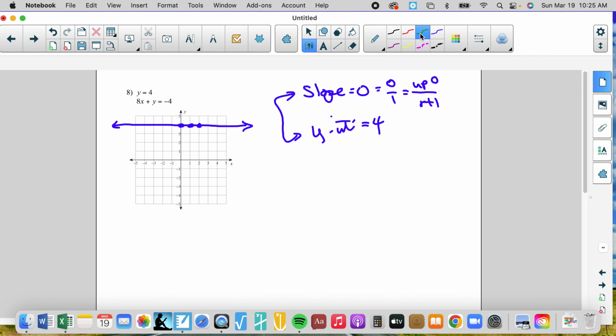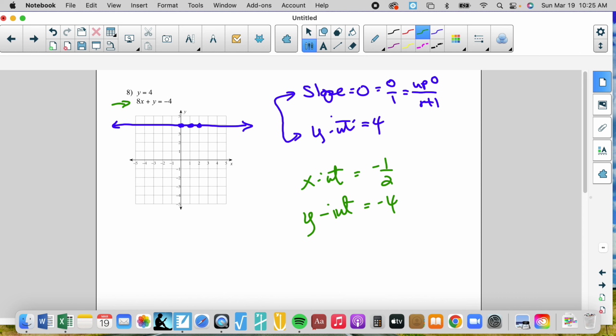We go to my other equation, which is in standard form. So we're going to go back to the x-intercept. The x-intercept, we're going to plug 0 in for y. That leaves us with 8x equals negative 4. Solve for x. Divide both sides by 8. We get negative 1/2. My y-intercept, plug 0 in for x. Leaves us with y equals negative 4.